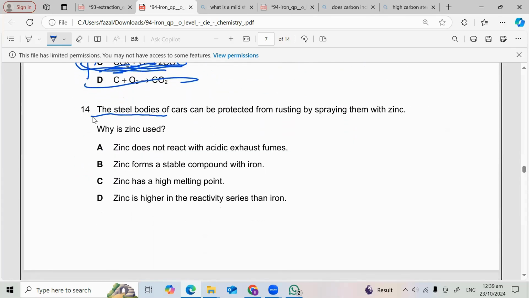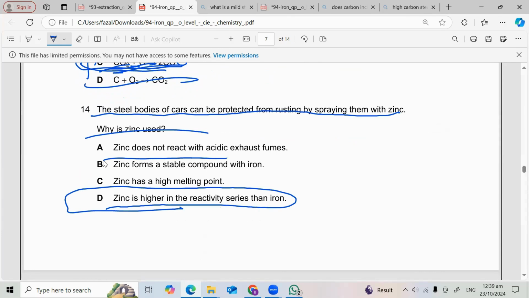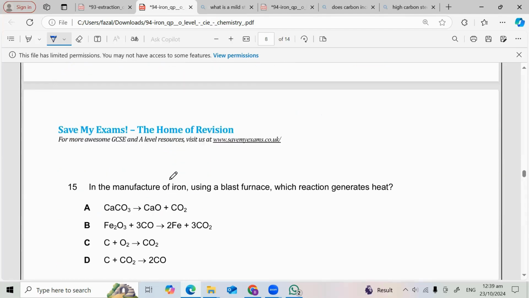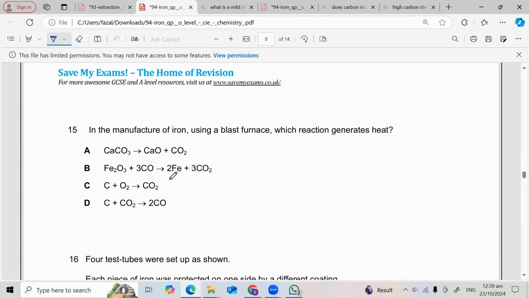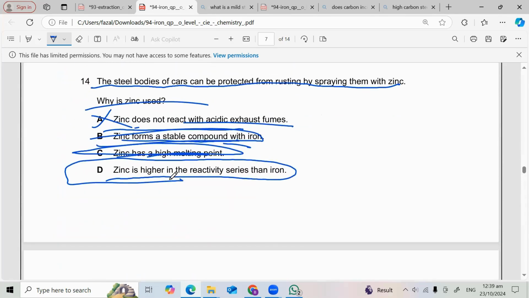While the others aren't forming the reducing agent, C is forming it. The steel bodies of a car can be protected from rusting by spraying them with zinc. Why is zinc used? Because zinc is higher in the reactivity series than iron. Zinc does not react with acidic exhaust fumes, no, this is not the reason. Zinc forms a stable compound with iron, also not the reason. Zinc has a high melting point, also not the reason. But D is the reason: it is high in the reactivity series, so it will work as sacrificial protection.